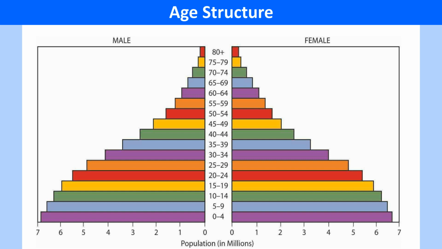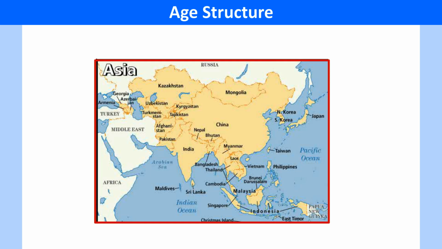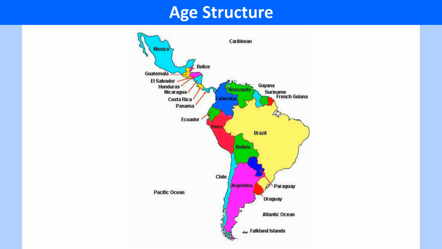This age structure is typical of developing economies like India and Bangladesh. Most African, some Asian, and many Latin American countries also have this type of age structure.